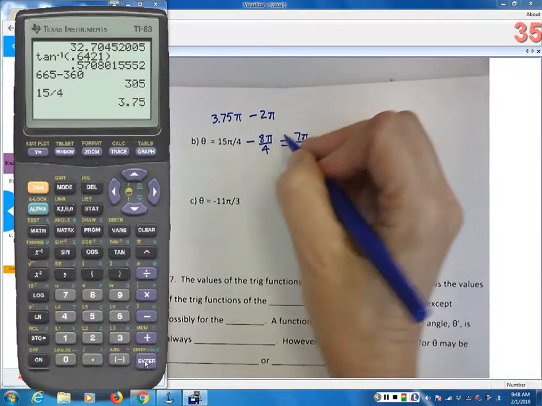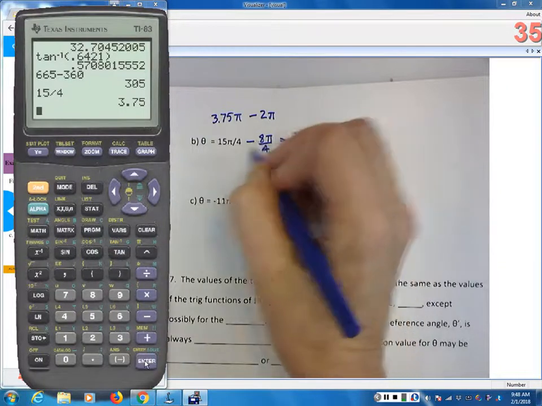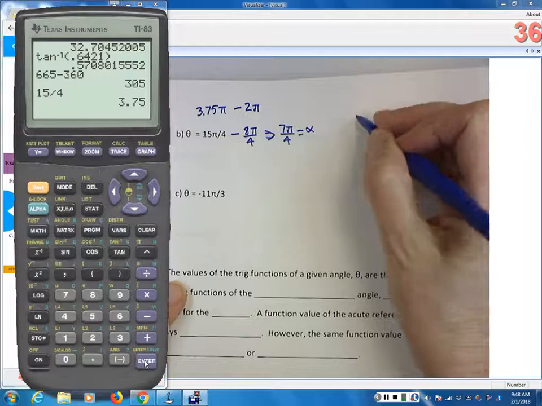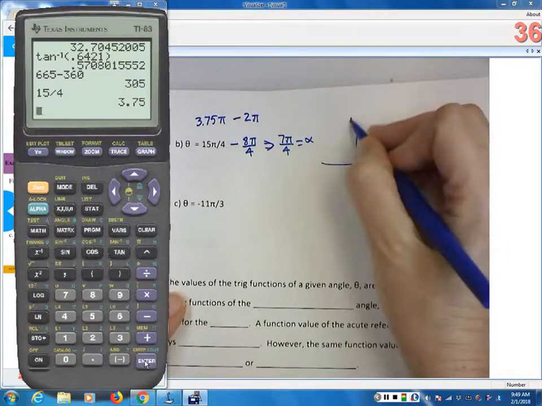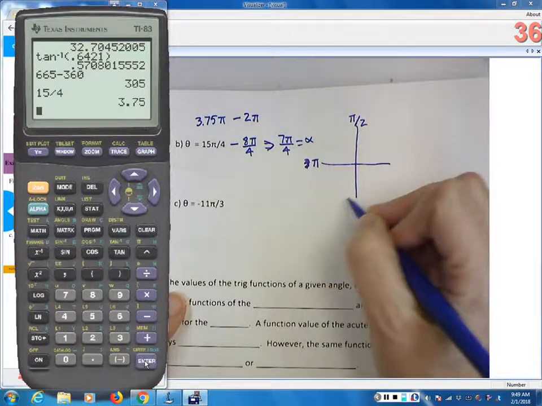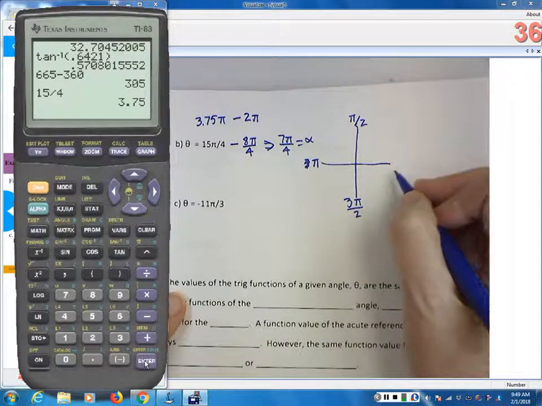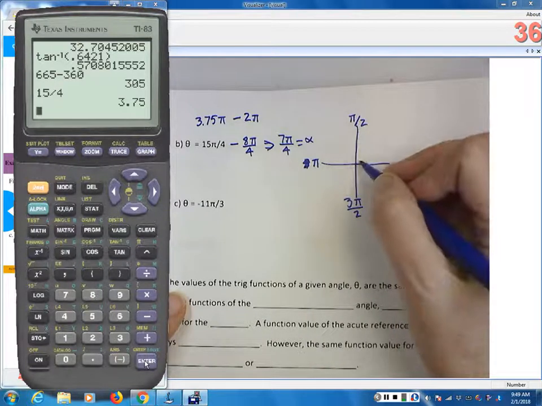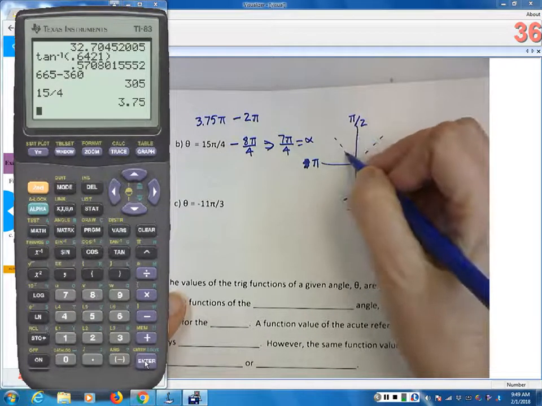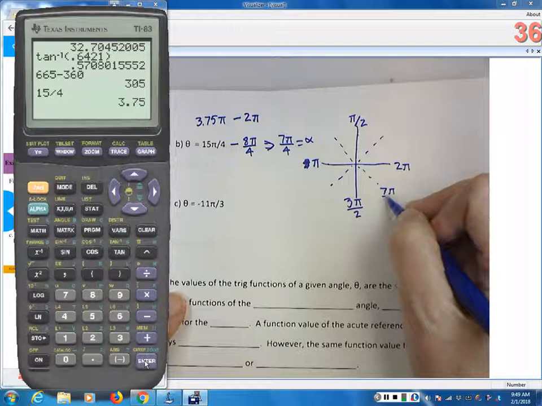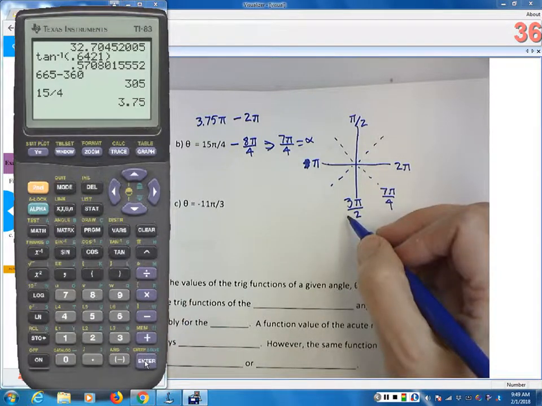So this is our alpha. And now we're going to draw. This is pi over 2, this is pi, this is 3 pi over 2, and this is 2 pi. So 7 pi over 4 is: here's 1 pi over 4, 2, 3, 4, 5, 6, 7. That makes sense. It's between 1.5 pi and 2 pi.